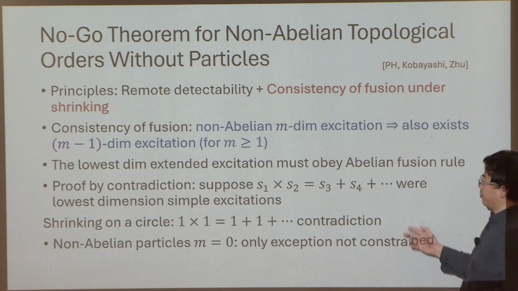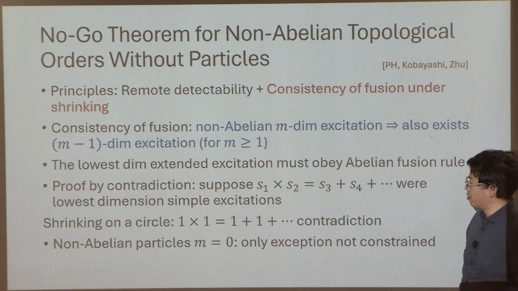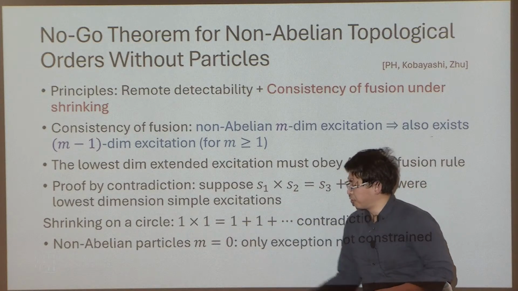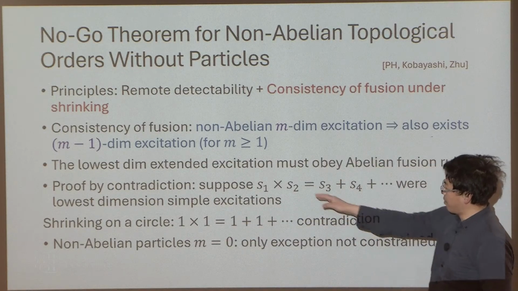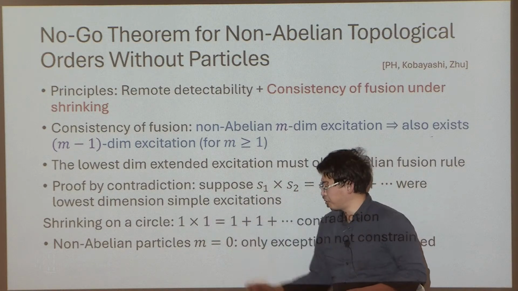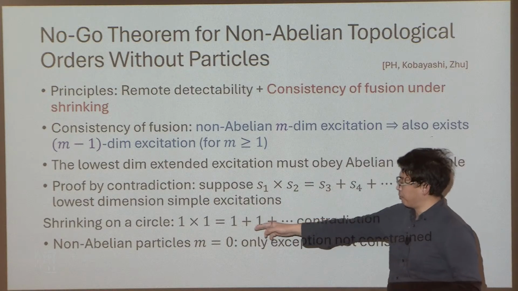But because we assume there are no excitations of one dimension lower, this kind of short excitation will just reduce to the trivial excitation. So S1 with one dimension very short will just reduce to 1, and S2 will reduce to 1, S3 will reduce to 1, etc.